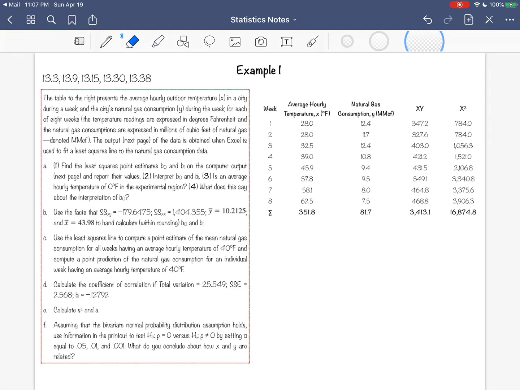So this is example number 1 for chapter 13. In fact, there's only going to be one example. This problem is extensive as it covers every single point of this chapter that is important.